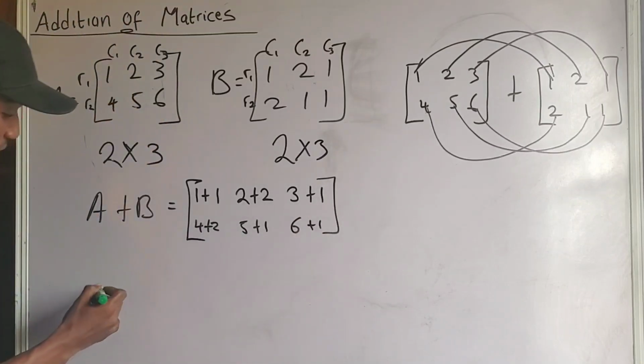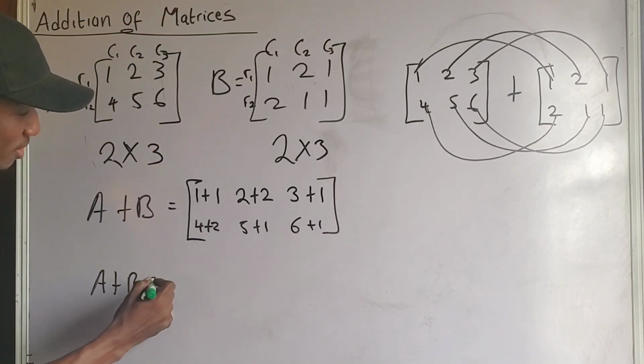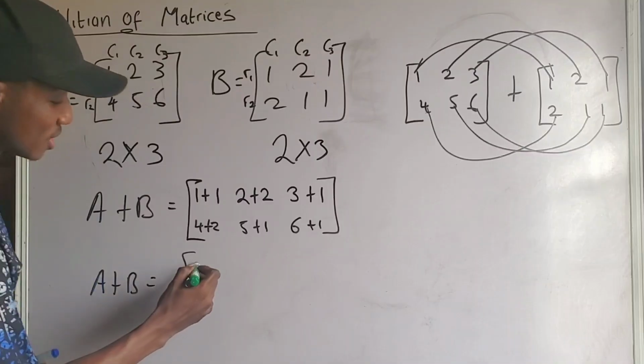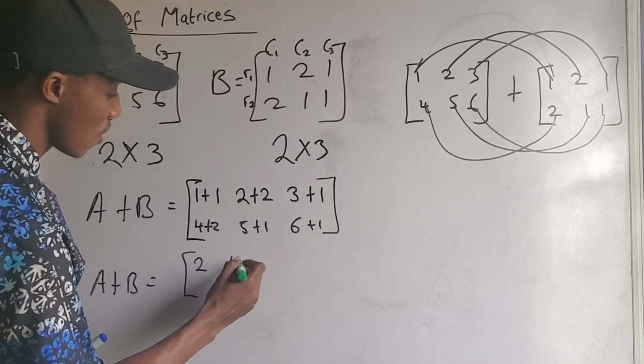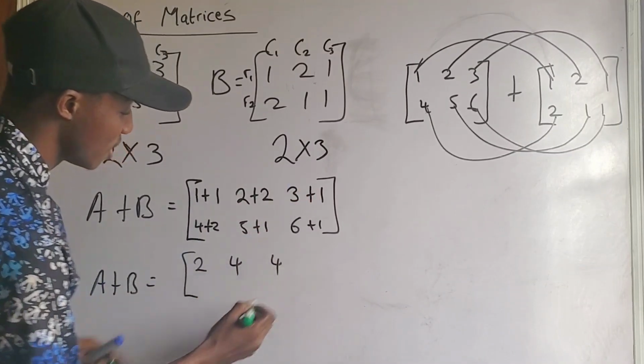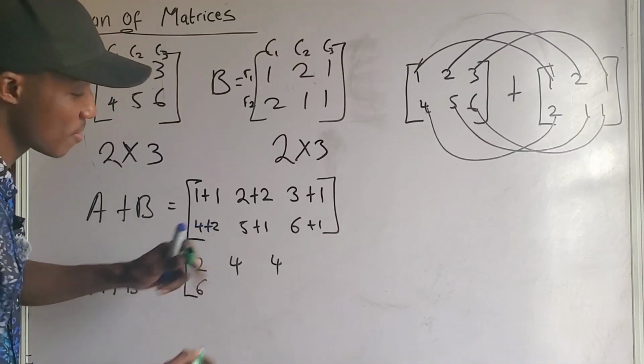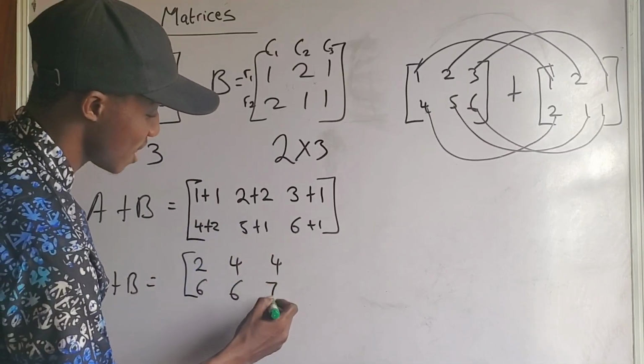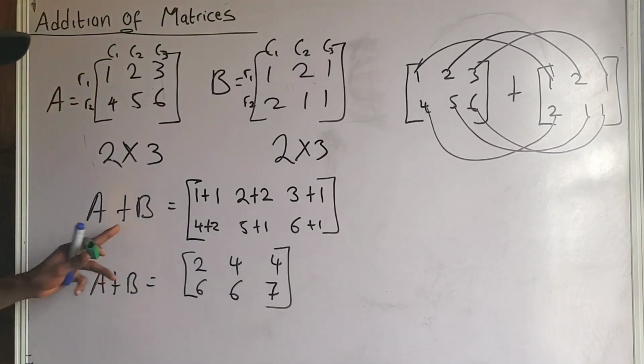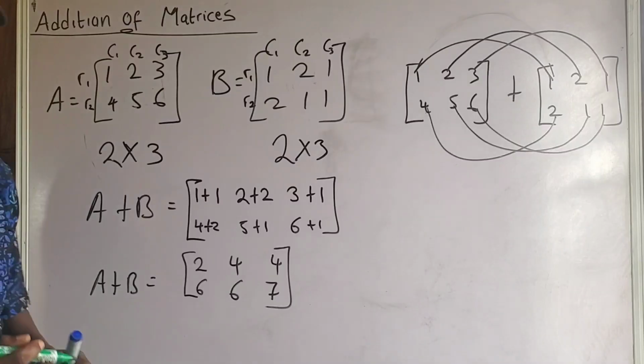Okay? So A plus B is equal to 1 plus 1 is 2. 2 plus 2 is 4. 3 plus 1 is 4. 4 plus 2 is 6. 5 plus 1 is 6. 6 plus 1 is 7. So the sum of matrix A and B is this. Do you get it now?